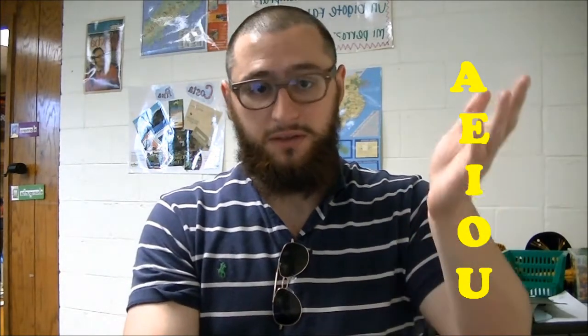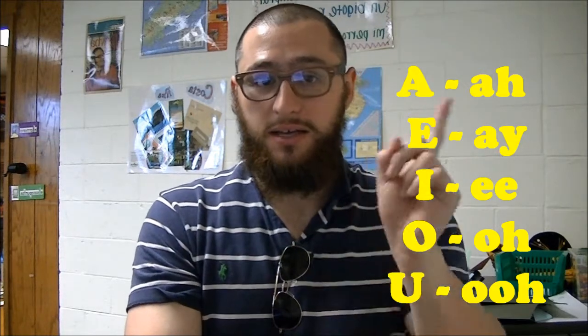So, starting with the vowels, here they are: A, E, I, O, U. One more time: A, E, I, O, U. Right? The idea here is that whenever you see the vowel like that, it makes the same noise. There are some vowel combinations. We'll talk about those down the line.